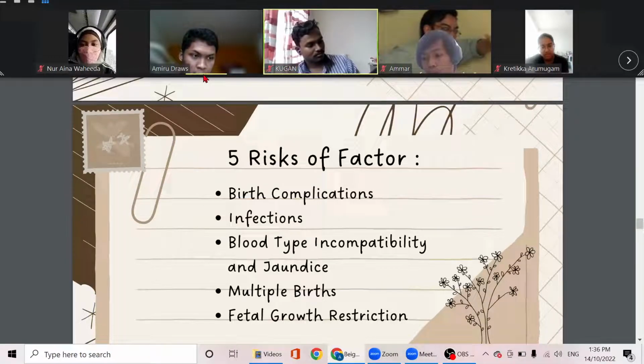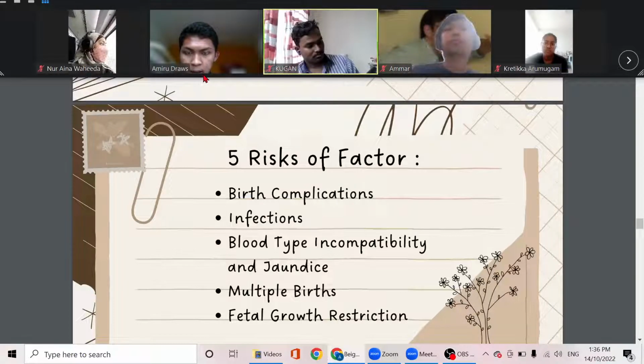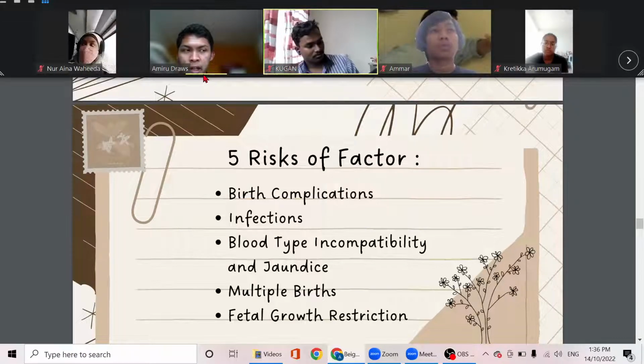Infections would also be caused by bleeding into the brain of the baby in the womb or as a newborn. One example could be the baby having an infection right after birth because of bleeding into the brain before birth.